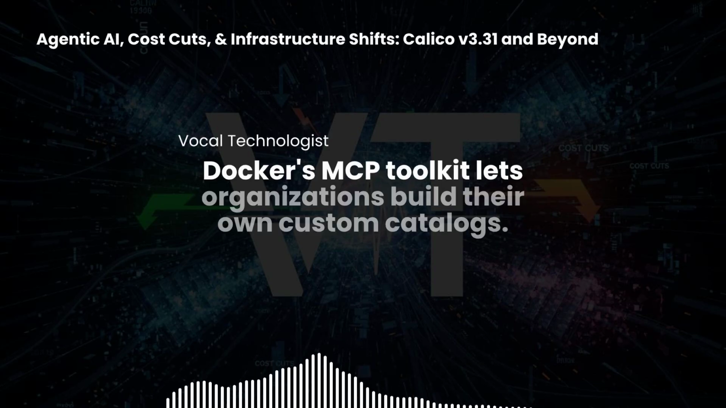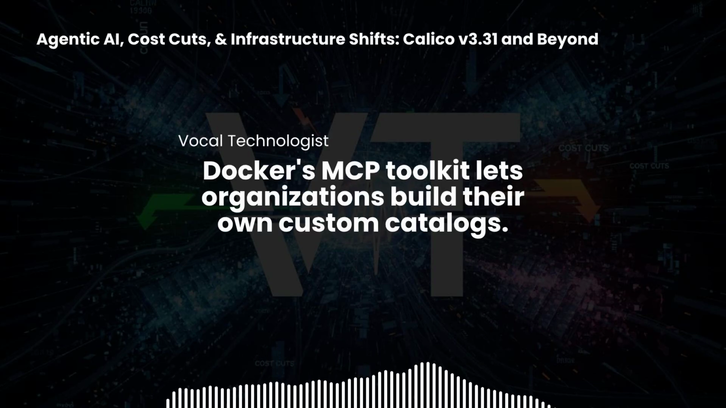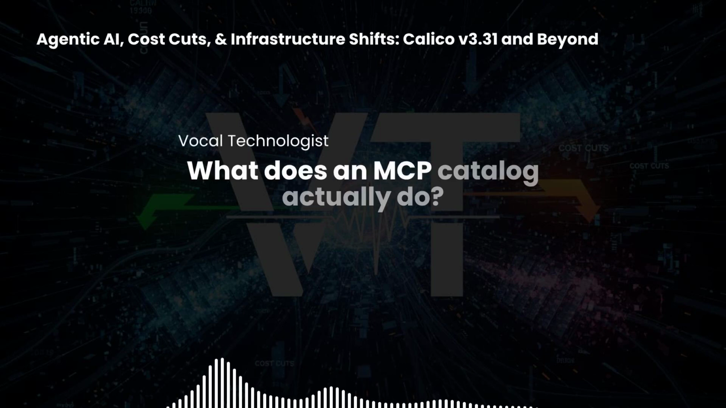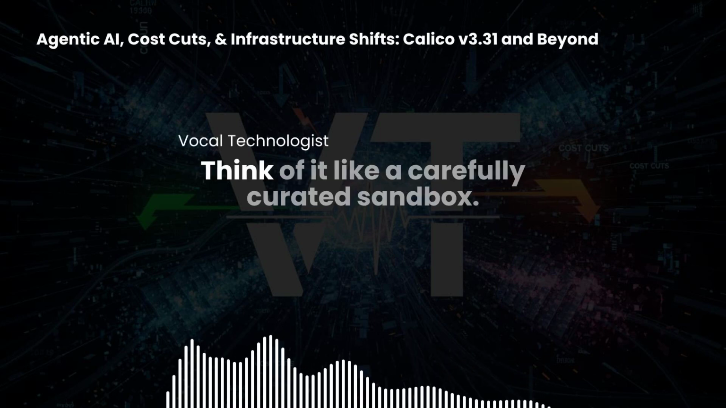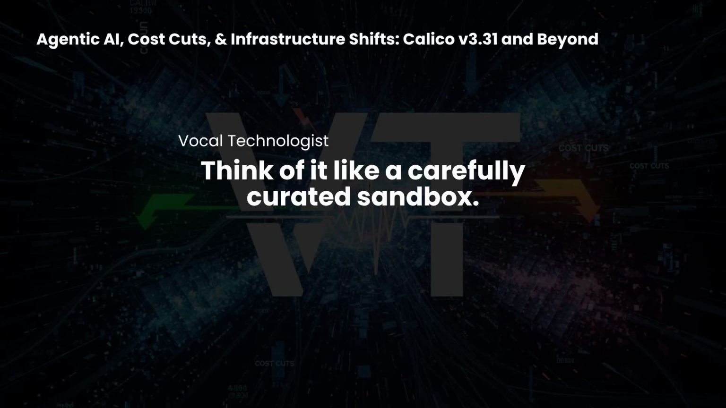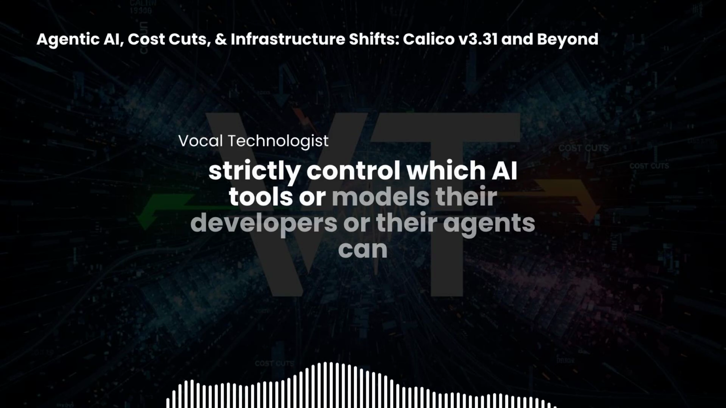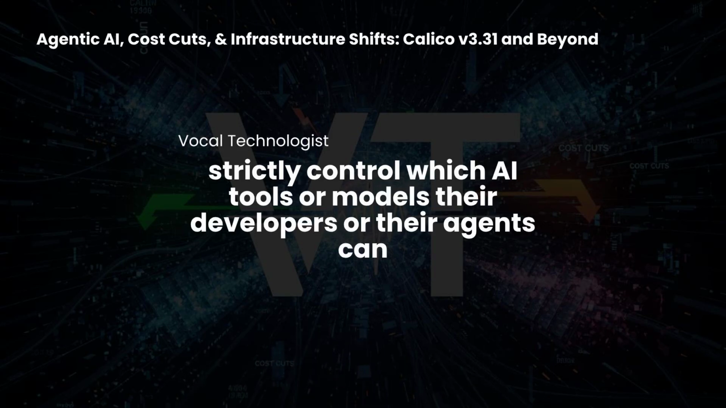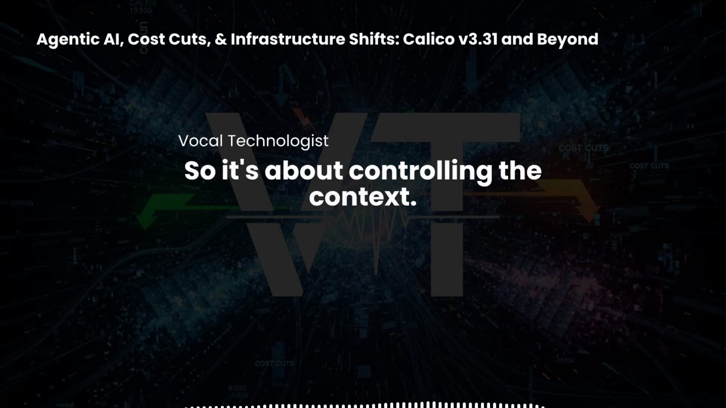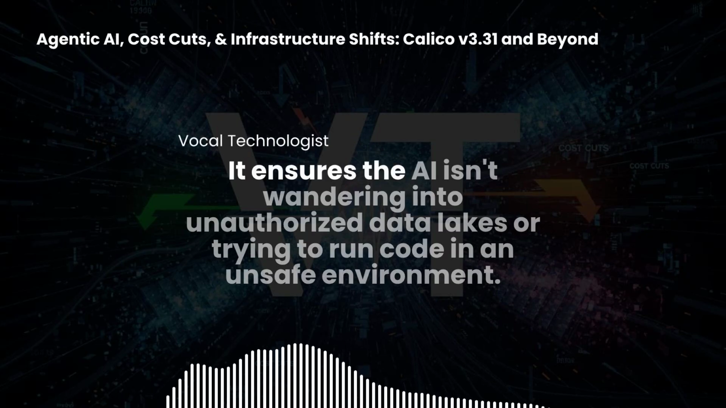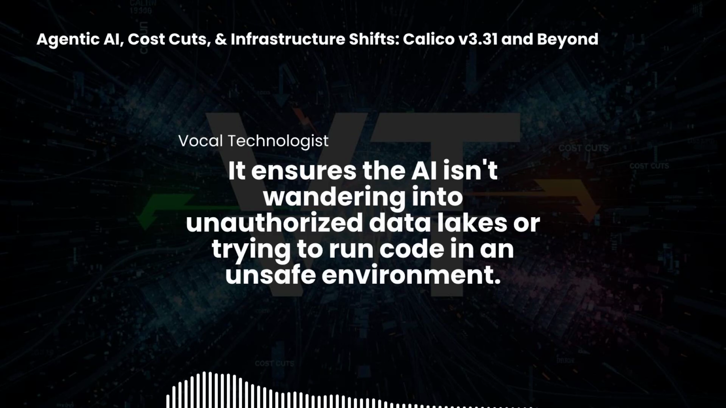Docker's MCP Toolkit lets organizations build their own custom catalogs. Explain that. What does an MCP catalog actually do? Think of it like a carefully curated sandbox. It hosts over 220 containerized servers, and organizations use it to strictly control which AI tools or models their developers or their agents can access. So it's about controlling the context. Exactly. It ensures the AI isn't wandering into unauthorized data lakes or trying to run code in an unsafe environment.